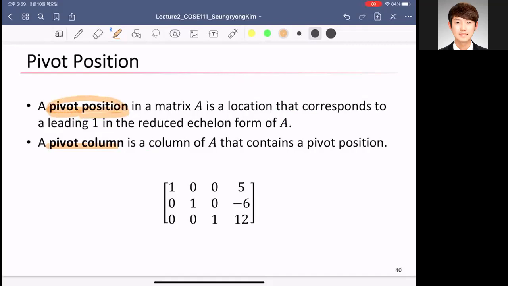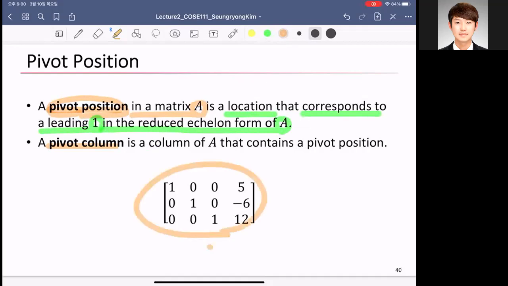자, 우리 오늘 리딩 앤 트리드 배웠고 이제 pivot position 나왔어요, 그렇죠? 정말 간단해요. Pivot position in matrix A is the location that corresponds to the leading one in the reduced echelon form of matrix A. So this is the REF form, right?